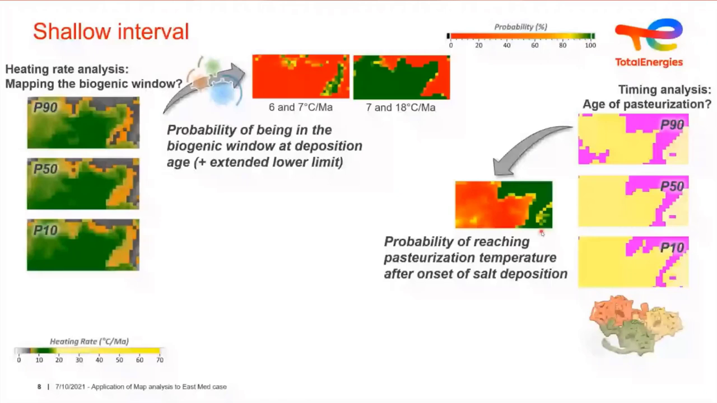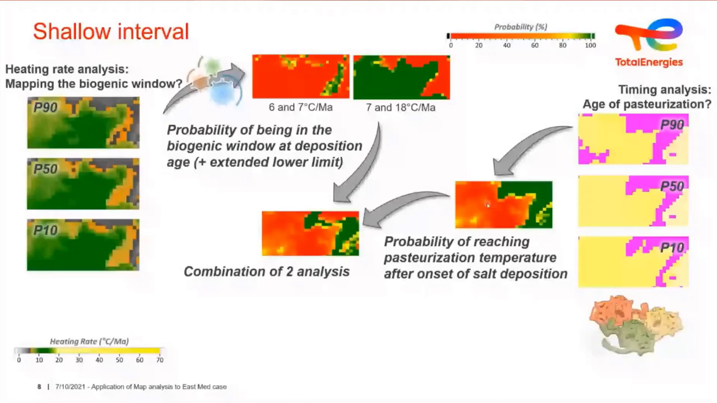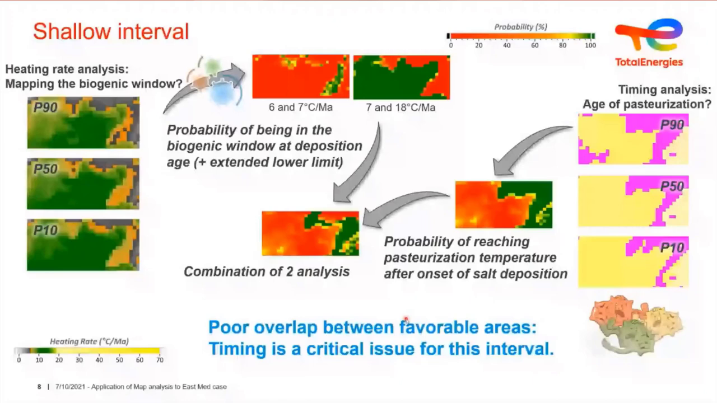It means that when you start depositing the seal, you are still generating gas, which is better for exploration than in this part where most of the gas is supposed to be lost to the surface. The added value is that you can combine those two analyses into one, and you see that the main area where the two analyses are the most favorable is only this small area. It's quite reduced, in particular because it includes this lower fringe of the biogenic window. So in that case, there is a poor overlap, and the timing is not really favorable for the prospectivity in this area.